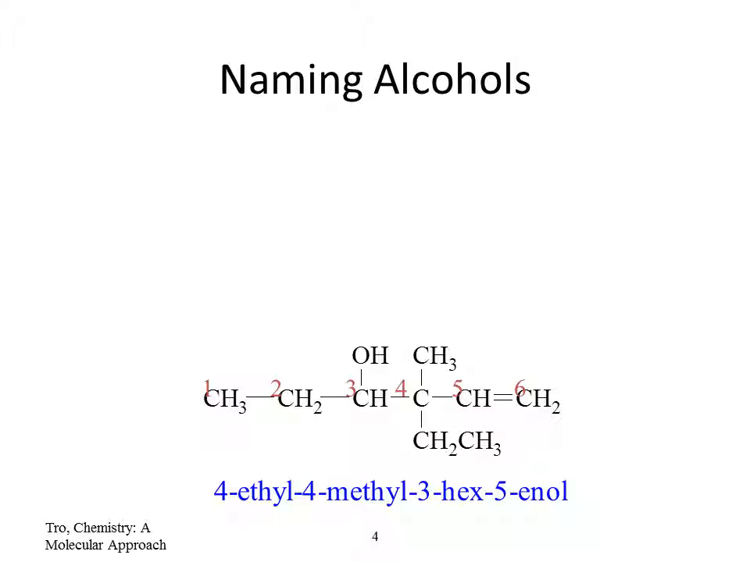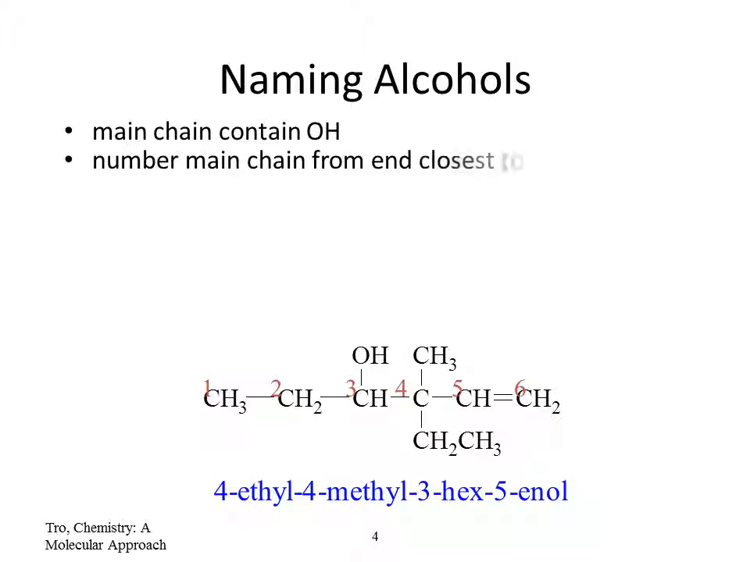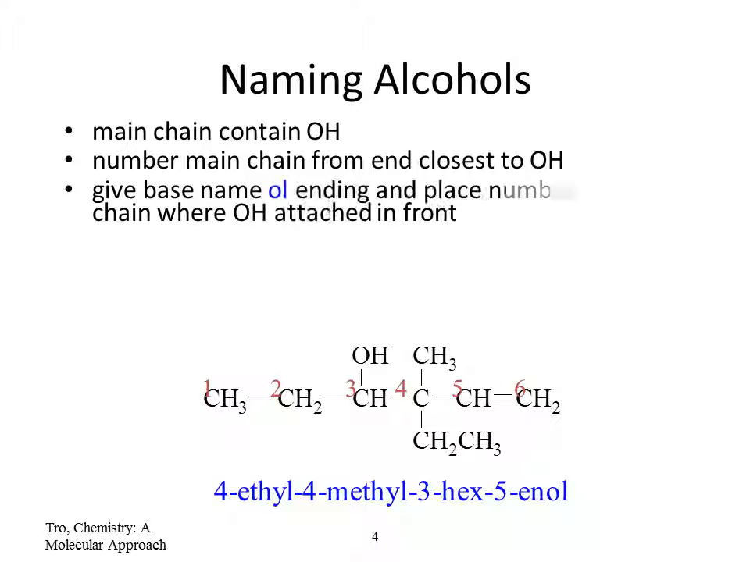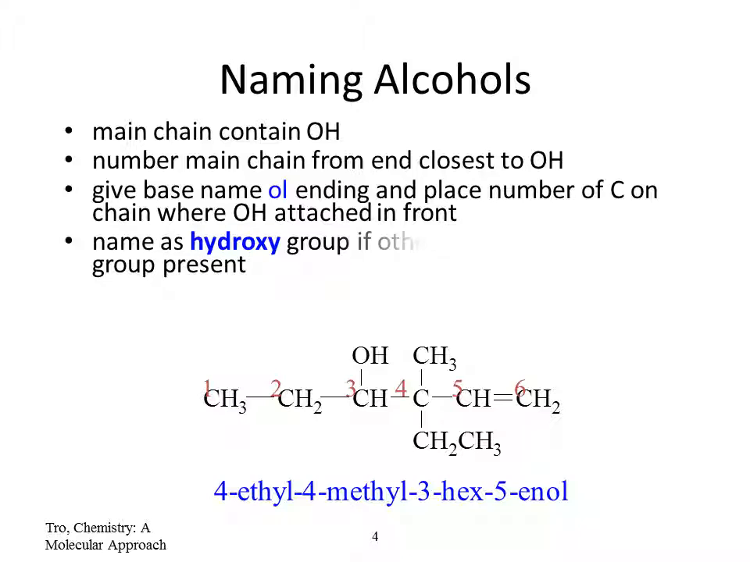So when you're naming alcohol, you have to select the main chain including the OH, because if you have a double or triple bond, the OH is the most important. That is more reactive. So you have to select the main chain including the OH, and name accordingly. And when you number, you have to make sure that you are giving the lowest number to the OH, because that is the prominent functional group, and you have to end with -ol.